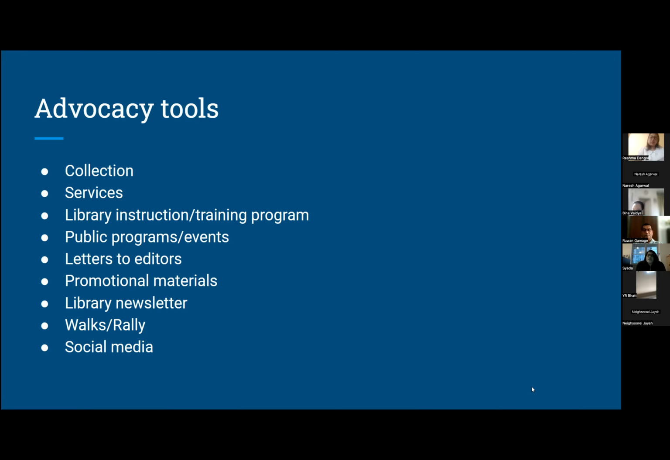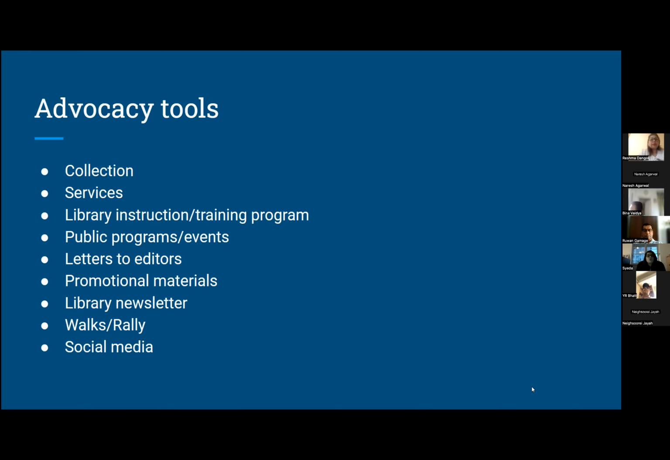We can definitely play with our collections. We can make our collection an advocacy tool. We can also make the services an advocacy tool. We can engage or plan services for the community, for the public, for the end users, which can become our ultimate advocates. And for sure, programs like library instruction programs, training programs, and outreach public events can be the biggest sign of library advocacy. So we all need to work on these tools to enhance the positioning of the library in society.